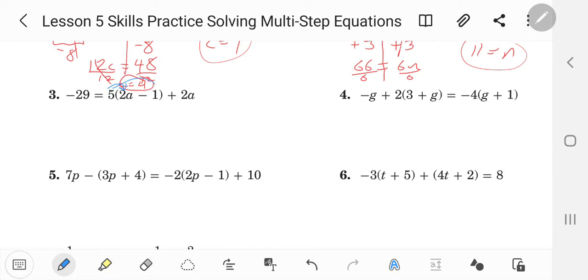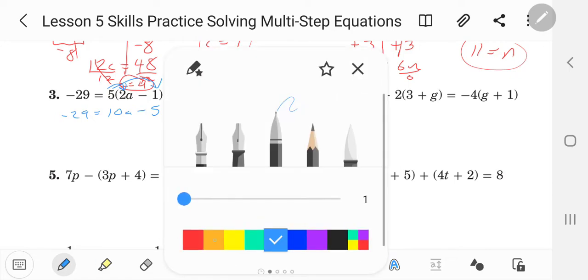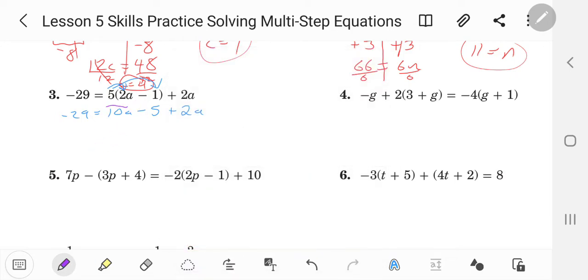I'm distributing first. All right, that's my first step. So I get negative 29 equals 5 times 2a is 10a. 5 times minus 5 is going to be 5 times minus 1 is going to be minus 5. I just bring down the 2a. Now, since I finished distributing, I'm going to look for like terms to combine. And I see some. I see 10a. Minus 5 is not one because it doesn't have a variable. And this one does have an a, so it is a like term with the 10a.